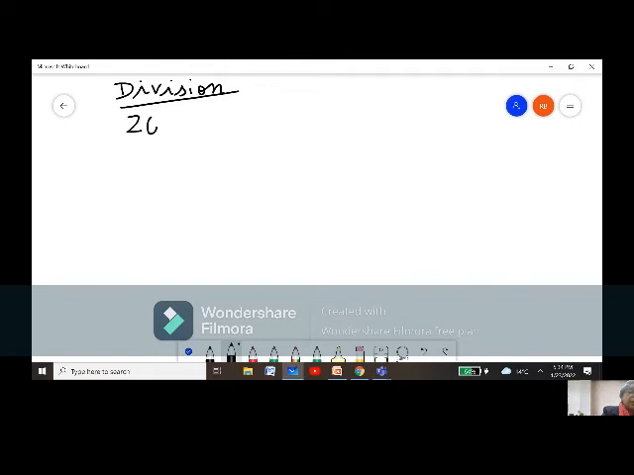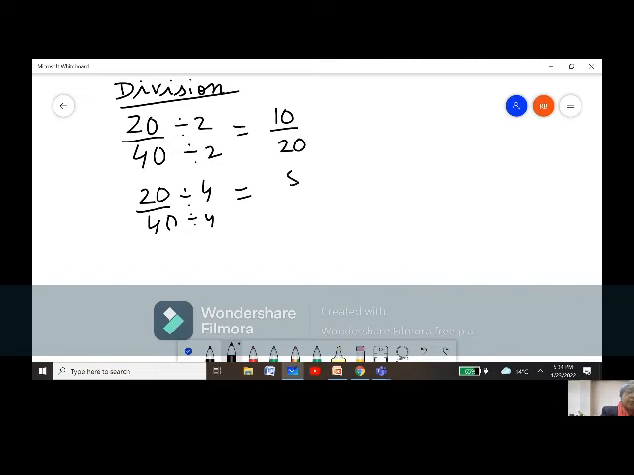Suppose you have given 20 by 40. Both are divisible by 2. The answer is 10 by 20. Again write down the fraction 20 by 40 and both are divisible by 4. Then the answer is 5 by 10. That means 20 by 40 is equal to 10 by 20 is equal to 5 by 10.